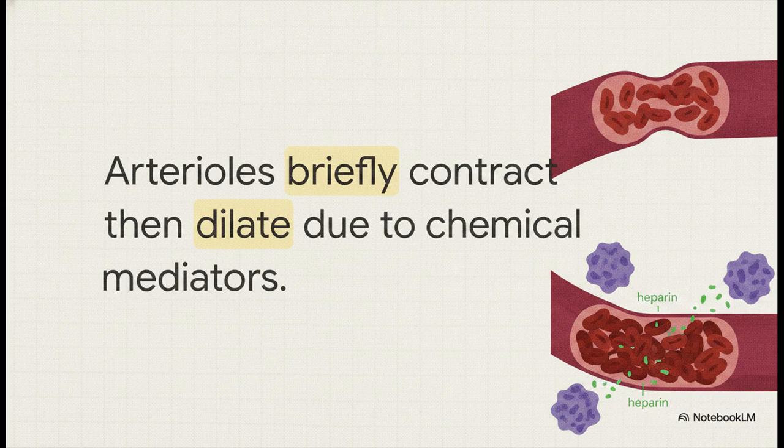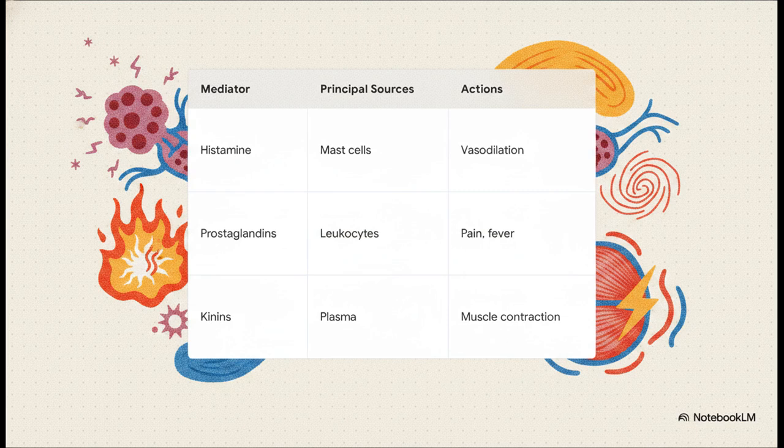This dilation is driven by chemical mediators and drastically increases blood flow to the area. Interestingly, as fluid leaks out into your tissues, the blood inside the vessels actually gets hyperviscous and sluggish. So to prevent widespread clotting in this thick, sludgy blood, your local mast cells release heparin. So, what exactly are these chemical mediators opening the floodgates?